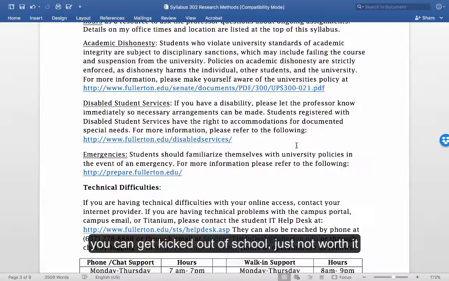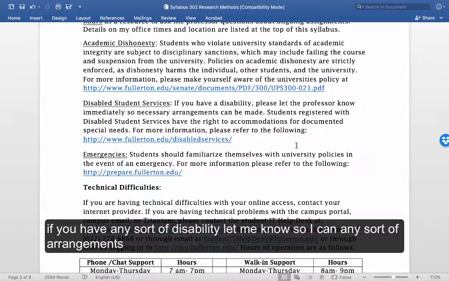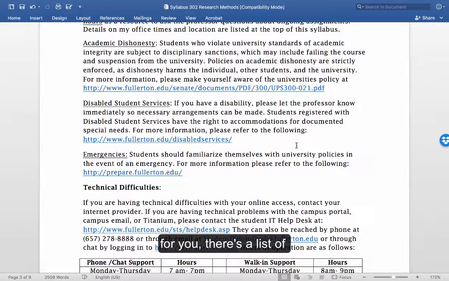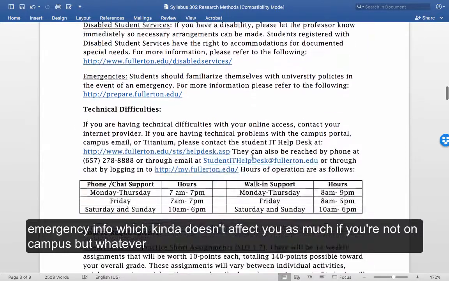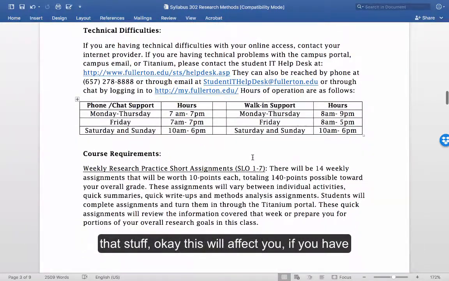Just not worth it. If you have any sort of disability, let me know so I can make any sort of arrangements for you. There's a list of emergency info, which doesn't affect you as much if you're not on campus, but whatever, that's some stuff.